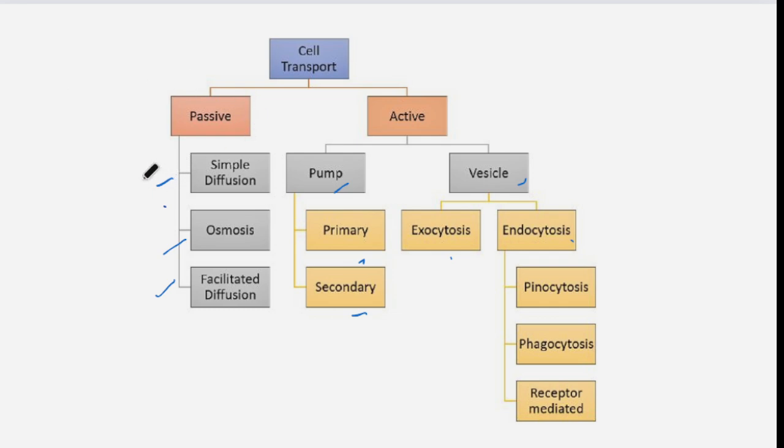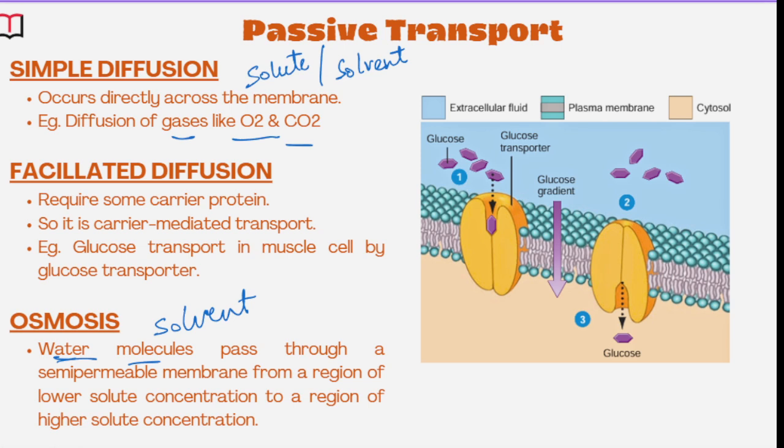In the passive, we will study about simple diffusion, osmosis, and facilitated diffusion. In the active, we will be studying about the pump and the vesicles. Okay, vesicles like the exocytosis and endocytosis. So we are going to discuss all of these. All right. Now moving on to the passive transport.